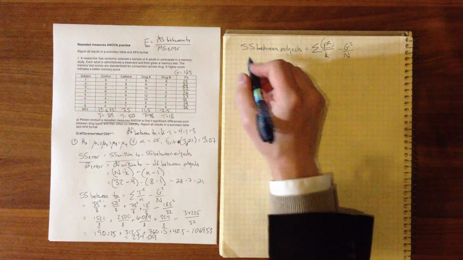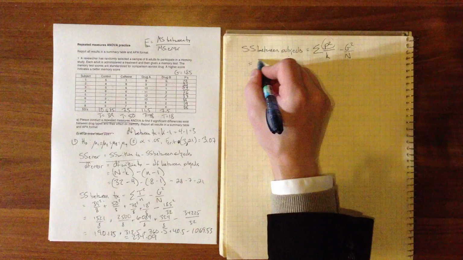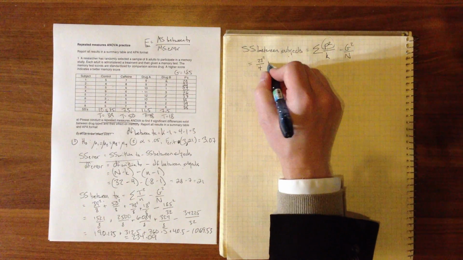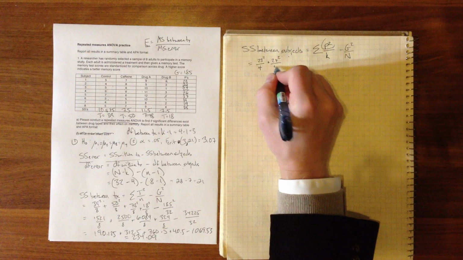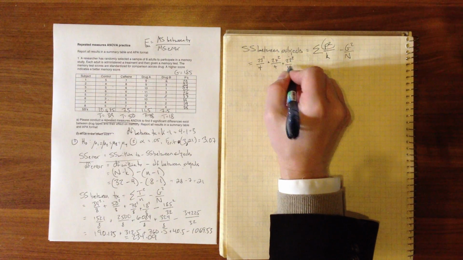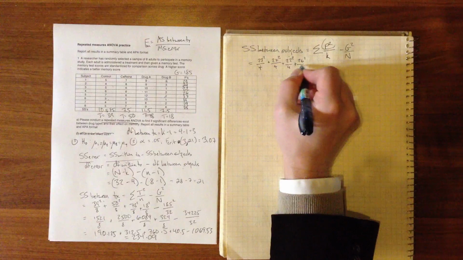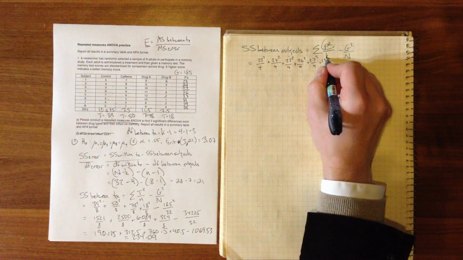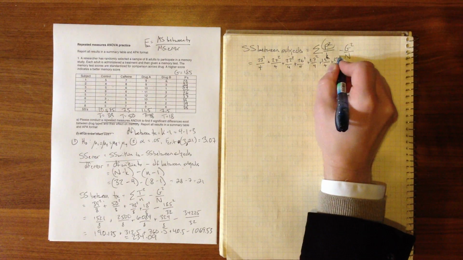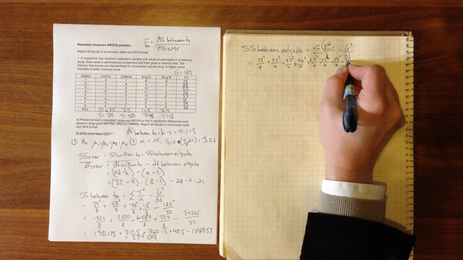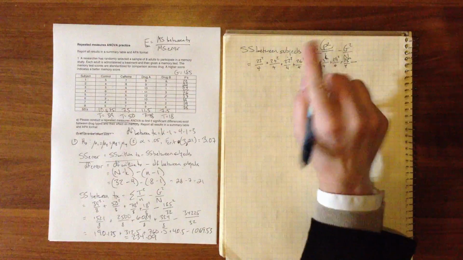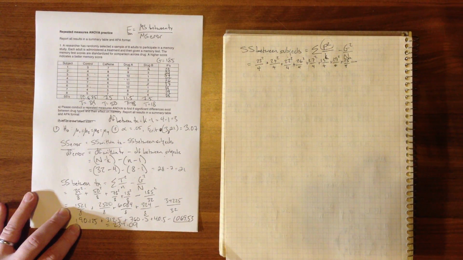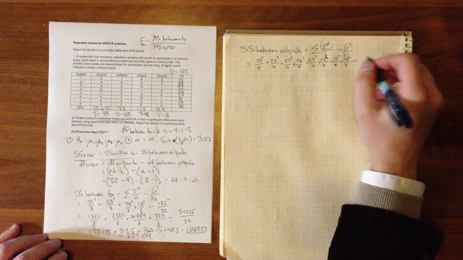Let's work it out. So P squared over K for each one. 23 squared over, what's K? 4. 4 treatment groups. Plus 24 squared over 4, plus 22 squared over 4, plus 26 squared over 4, plus 27 squared over 4, plus 19 squared over 4, plus 19 squared over 4, plus 25 squared over 4, minus G squared over N. I'm just going to copy this, because that's what G squared over N is. It's 1069.53.